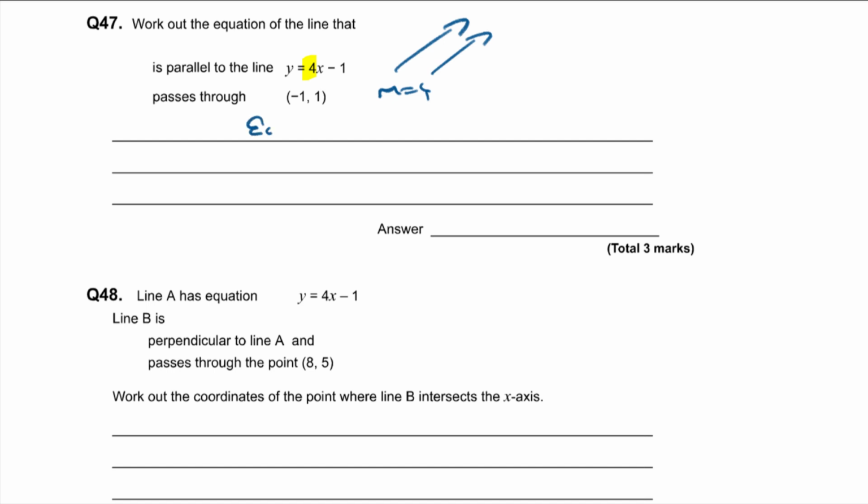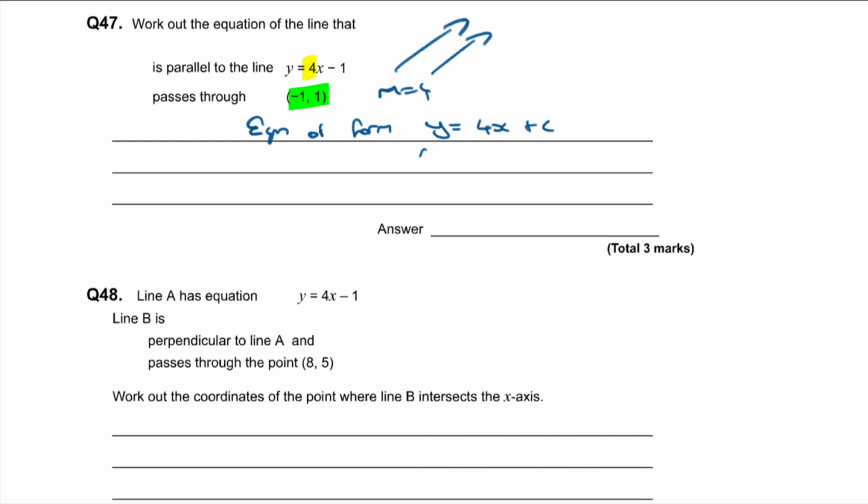So then the equation is going to be of form y equals 4x plus c, where c is the y-intercept. Now how can we find c? Well, easily enough, we can just take this coordinate and sub it in for y and x, and then the only thing we won't know is c in that particular substitution. So we can then equate c to whatever's left over, and that will be our value of c. So let's sub in minus 1 for x and 1 for y.